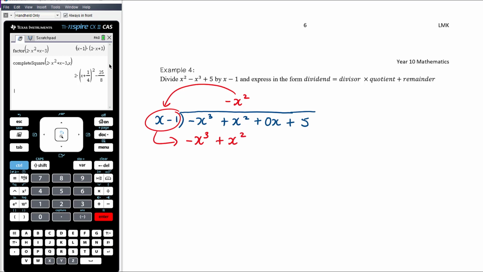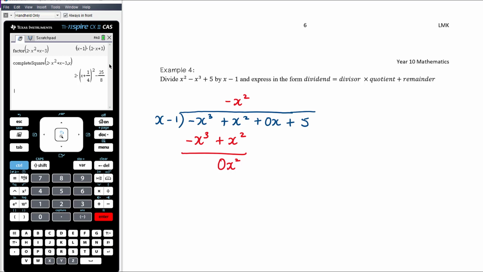Okay, now this is going to bring up a couple of issues because we're going to see something interesting happen at this step. So now when we do our subtraction, negative x cubed minus negative x cubed, they cancel out, that's what we expect. But we've also got x squared minus x squared. They've also cancelled out. Now again, continue to follow the process, okay? I'm going to write this as 0x squared, okay?